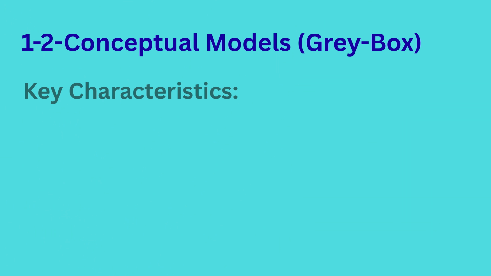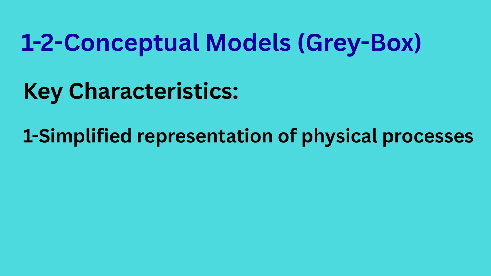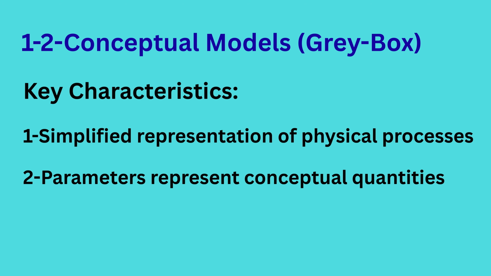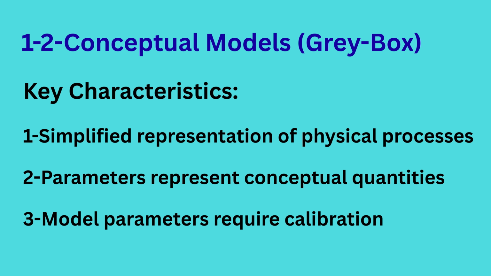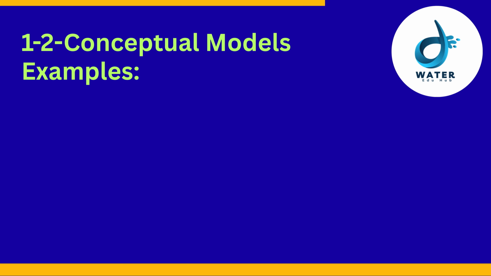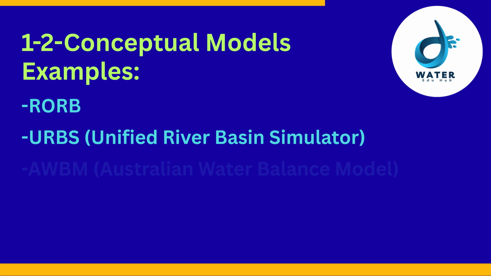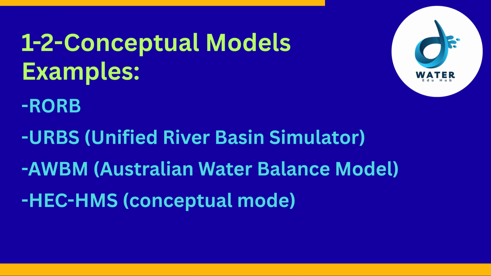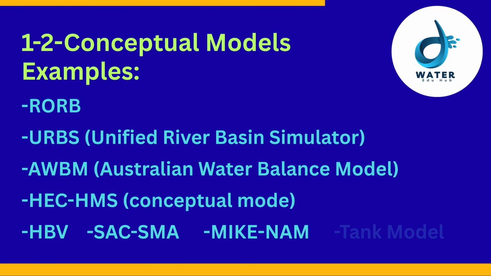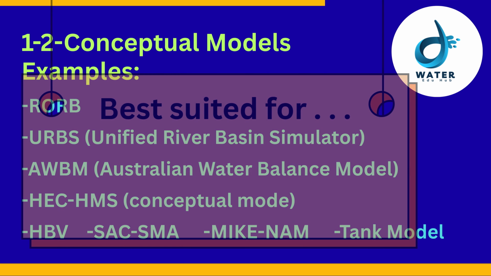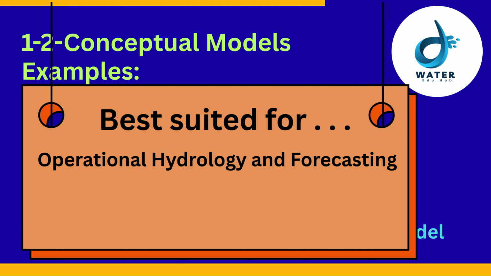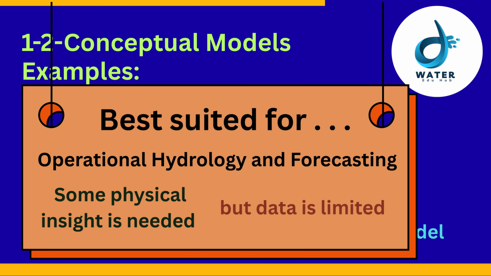The key characteristics of this type are as follows. First, they are simplified representation of physical processes. Secondly, the parameters often represent conceptual quantities like soil moisture storage. And finally, model parameters usually require calibration. Examples of this type of models are RORB, ERBS, AWBM, HEC-HMS under conceptual mode, HBV, SAC-SMA, NAM, and tank model. These models are best suited for operational hydrology and forecasting, where some physical insight is needed but data is limited.